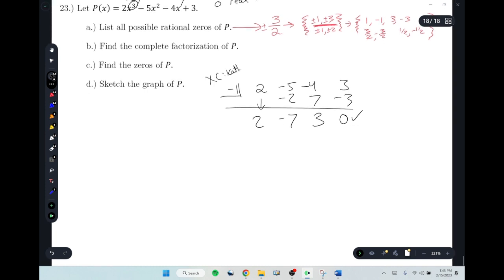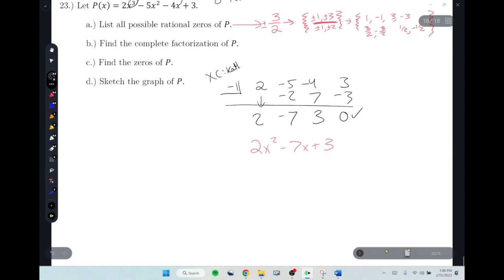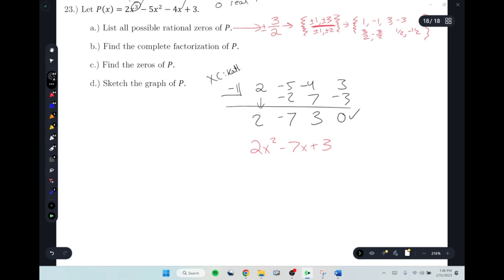Okay. -1 works. So what's our function that we're left with? 2x squared minus 7x plus 3. Okay, don't even keep going. You're done. What do you have to do here? Slide and divide or quadratic formula. Either one. If you want to do quadratic formula, you be a hero.